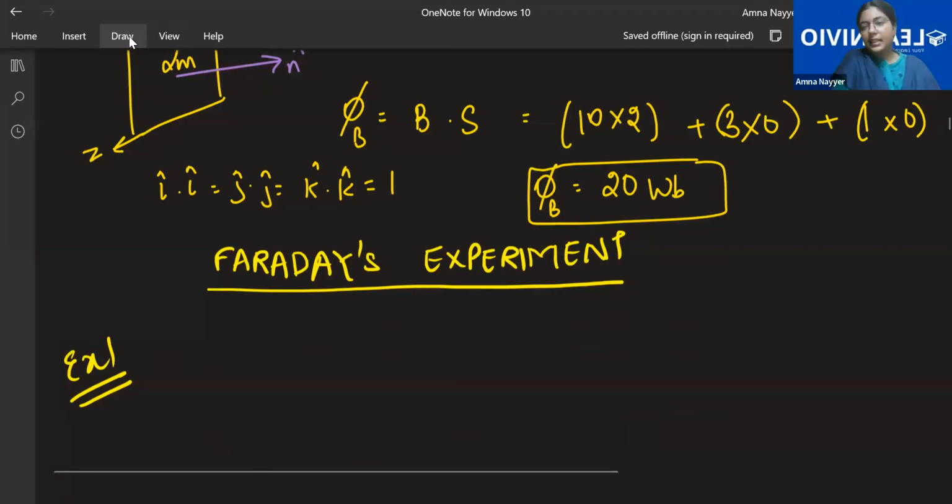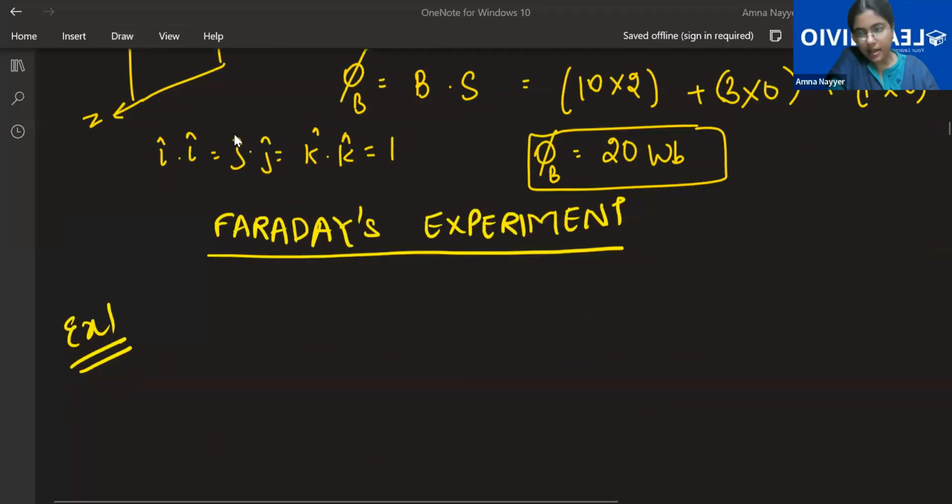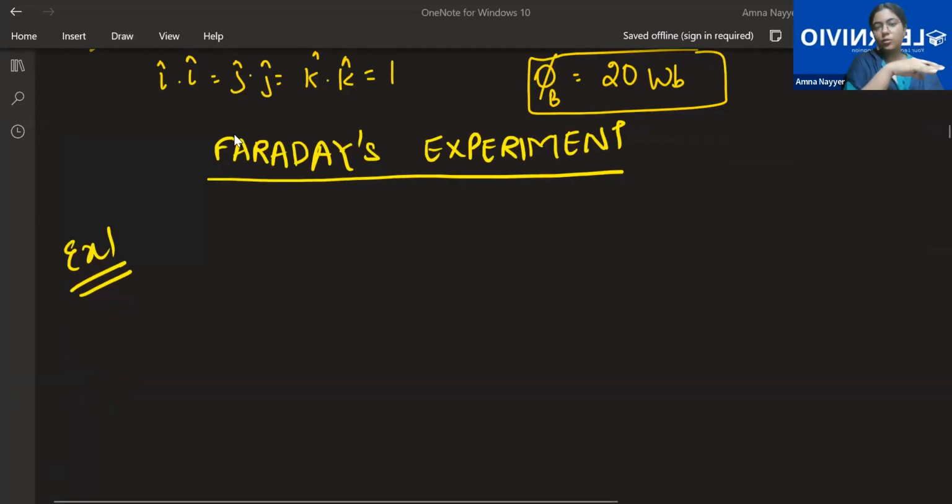Okay, there were certain experiments conducted by Faraday. These experiments are known as Faraday's experiments. So basically, what did he do? He observed whether if you have a magnetic field, does it produce a current or not? Will there be a production in the current or not? That was the main aim of Faraday to find out.